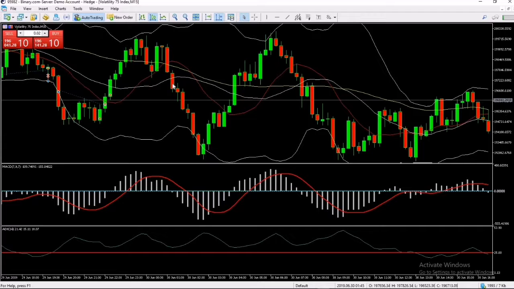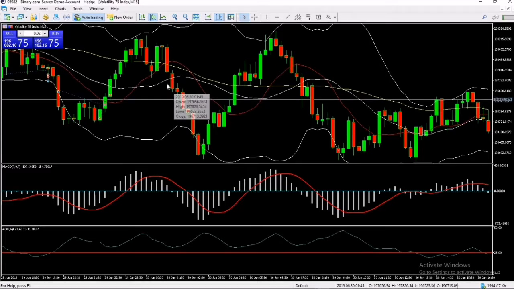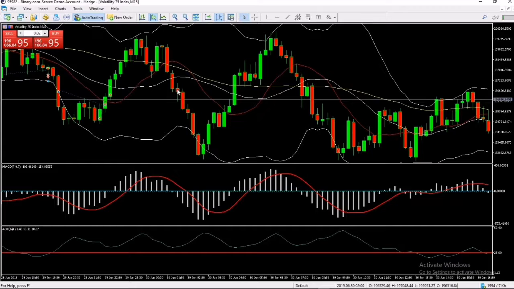this candle closed below the middle Bollinger Band, and the 2nd candle followed suit, and you can see at the same time this is also falling. This has gotten below the MACD, and the ADX is also clearly above the red line.